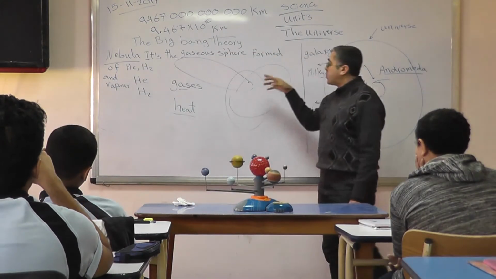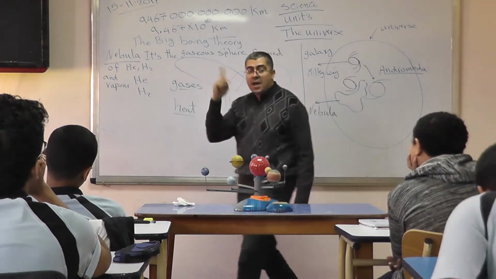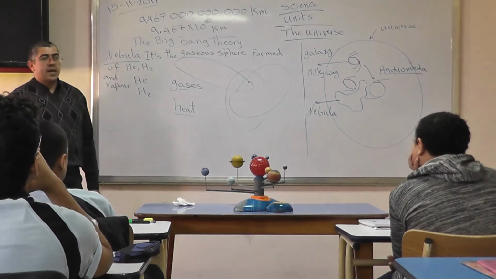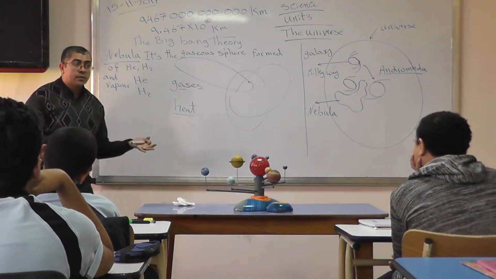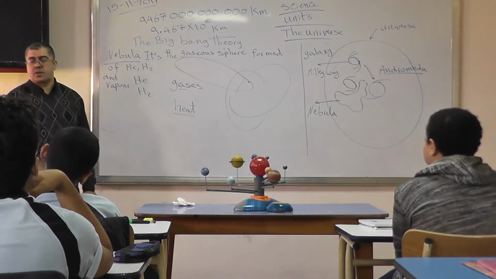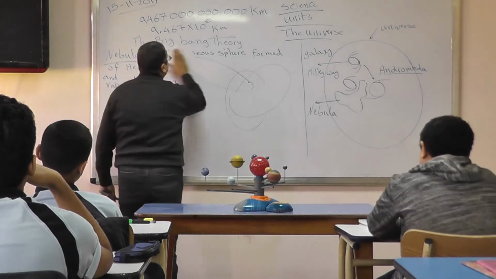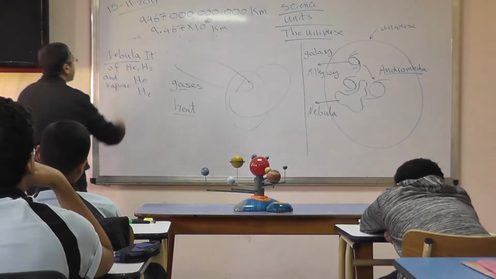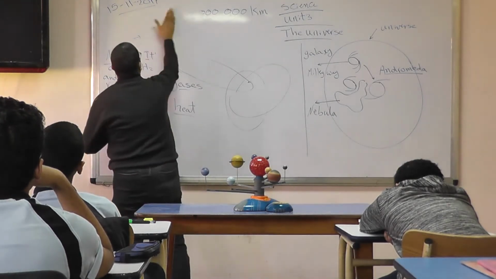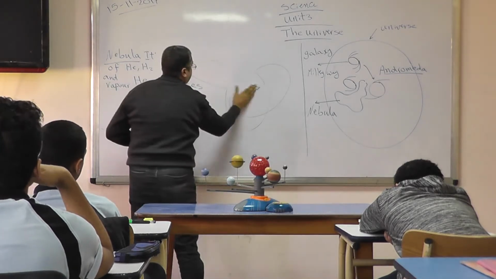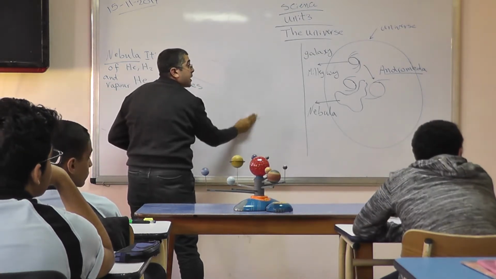So we have the nebula, the meaning of nebula and the meaning of universe. After that, we have three theories that illustrate the formation of the solar system, just the solar system. The first one is called the nebular theory. This nebular theory is related to the nebula here. It was stated by Laplace, a scientist.